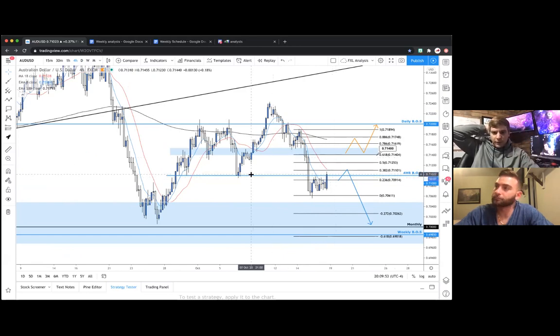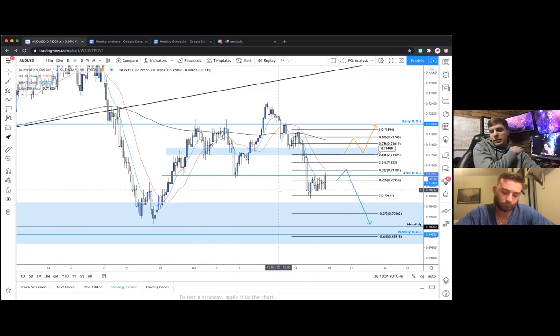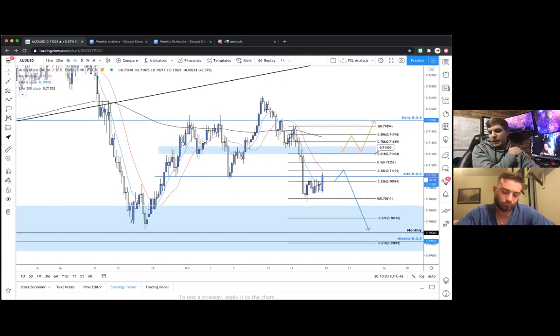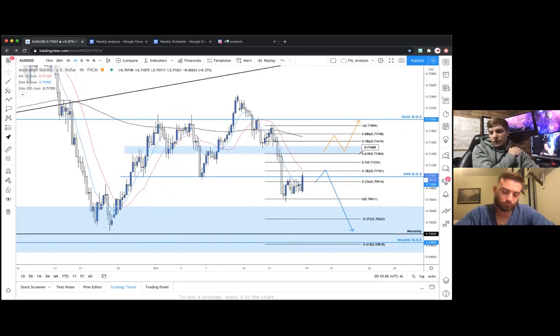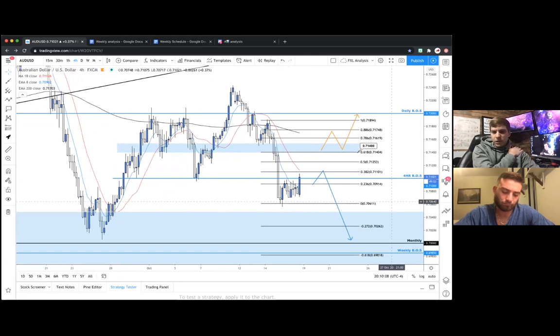Then we got a break of a 4-hour higher low. So this right here, higher low, higher low. That level broke. So now the 4 hour is bearish as well. So we're definitely looking short here, guys. But we're not quite there yet. Not quite yet at entry. We need a few more confirmations. But this is looking pretty clean so far.